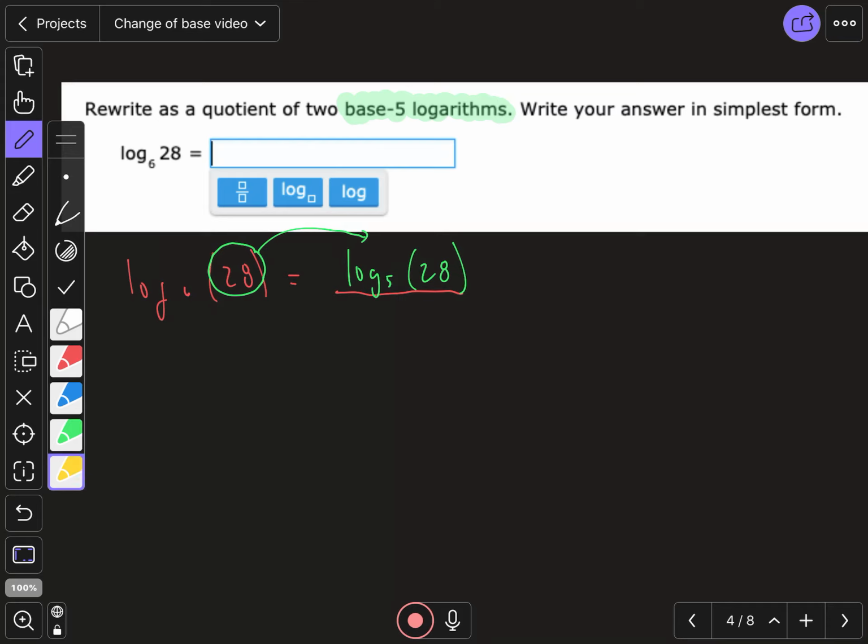And then the denominator will be log base 5 of, and so the base goes to the bottom. So the physically smaller number, 6 being written smaller, goes to the bottom. So the base goes to the bottom.